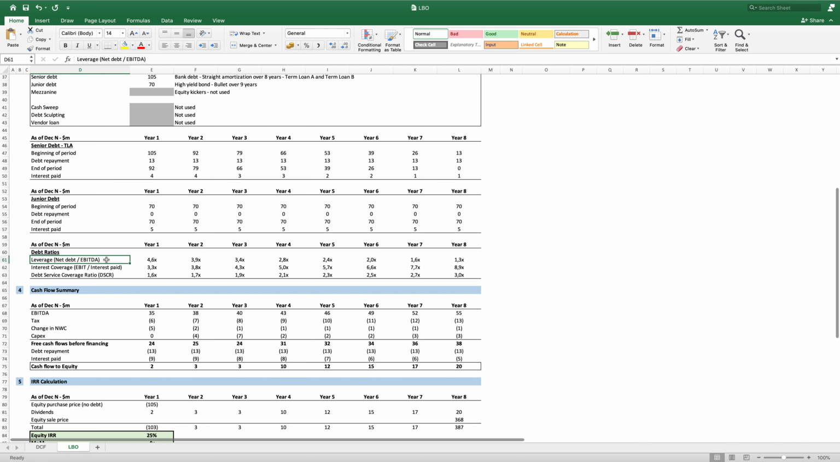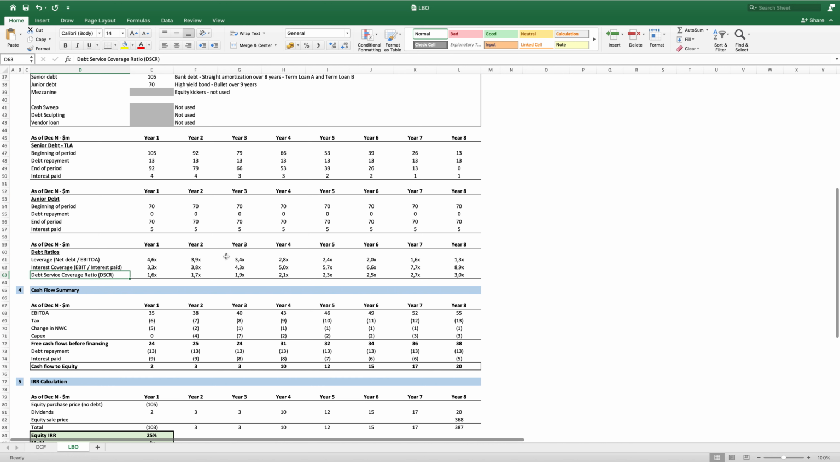So the most widely used ratios are the leverage ratio, usually defined as net debt to EBITDA, interest coverage, which is EBIT divided by interest paid, and the DSCR, which is EBITDA divided by principal plus interest. So again, the definitions might slightly differ, but you get the idea.